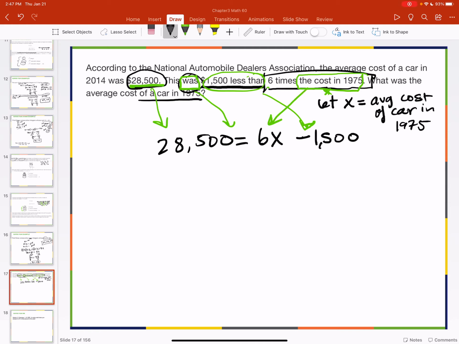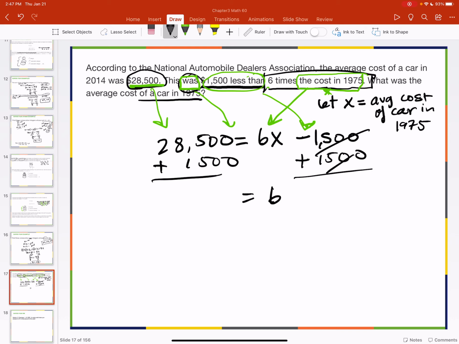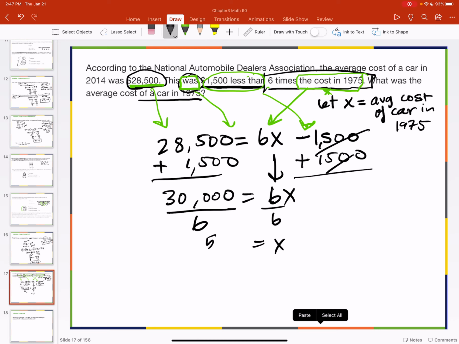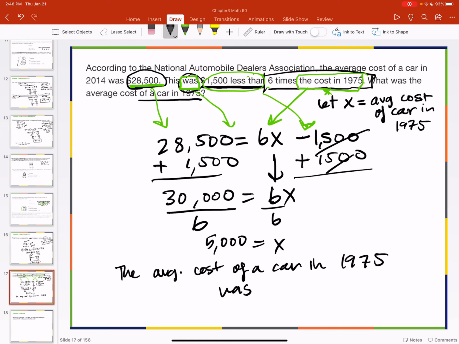Now to solve this, we have to use the addition property. That cancels out on the right-hand side, and we bring down 6x. What's 28,500 plus 1,500? That's 30,000. Then divide by 6, and we get that x is equal to 5,000. So the average cost of a car in 1975 was $5,000, and we wish, right? I wish.